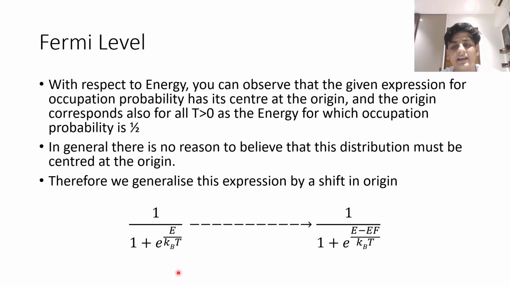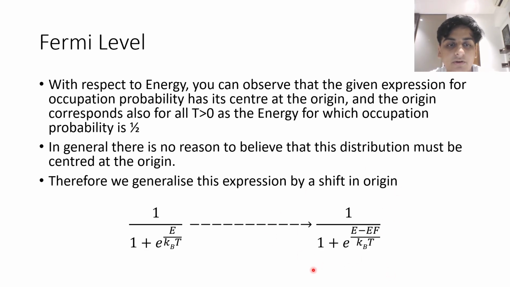So this expression can be generalized by a shift in origin, and the constant by which we shift the origin is called the Fermi level, and we represent it by EF. So in some sense we refine this expression into a more general one by a shift of origin in energy. Again, like I had warned you before, this is a fairly hand wavy way of looking at things, but it's just meant to give you some intuition as to how the expressions that we are going to use in the future.